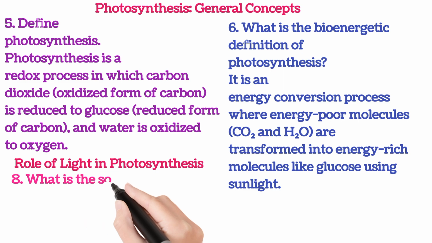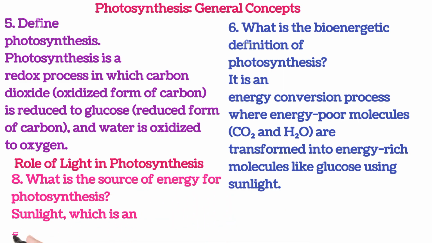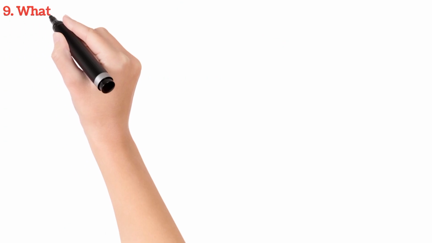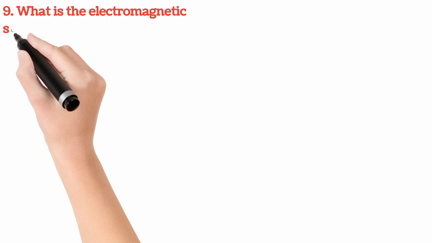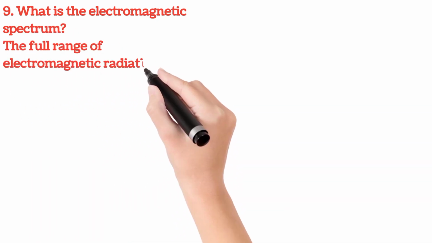Role of light in photosynthesis. 8. What is the source of energy for photosynthesis? Sunlight, which is an electromagnetic form of energy. 9. What is the electromagnetic spectrum? The full range of electromagnetic radiation in the universe.